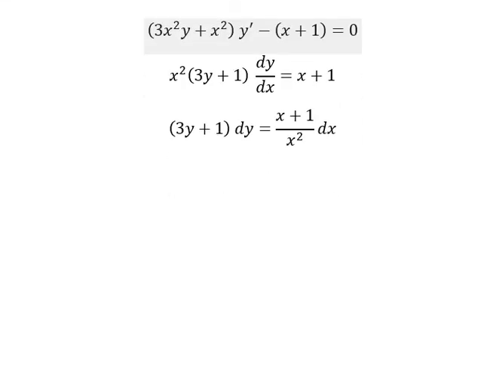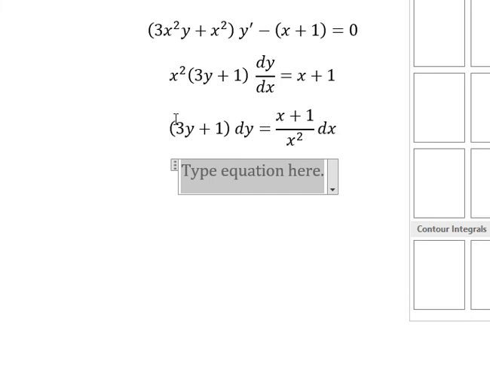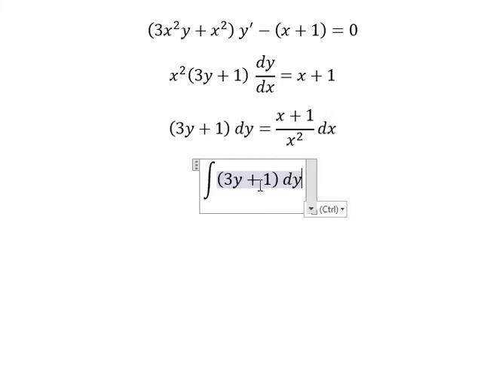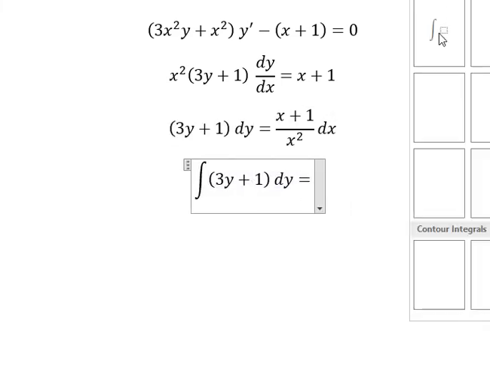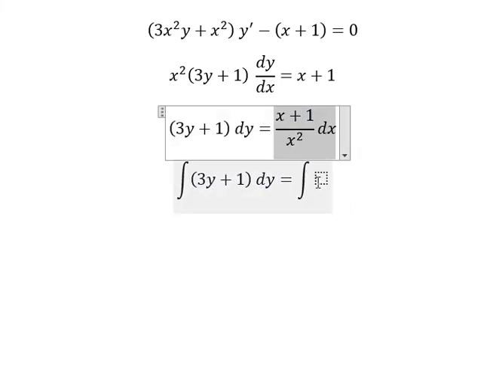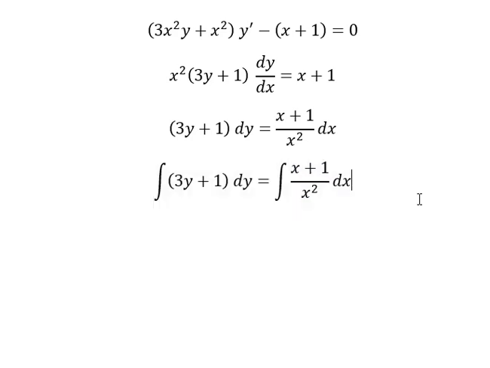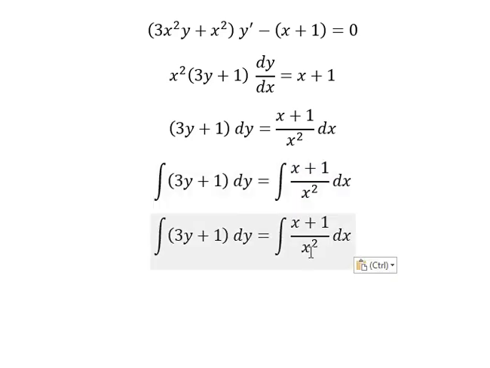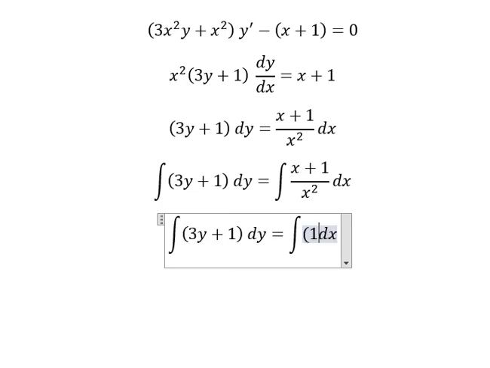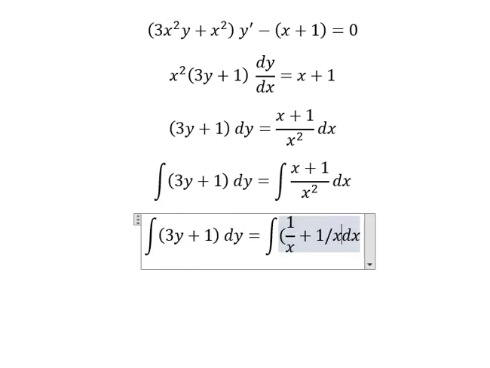Now, we put the integration for both sides. Now, s divided by s squared, 1 divided by s squared. So this one you will have 1 over s plus 1 over s squared.